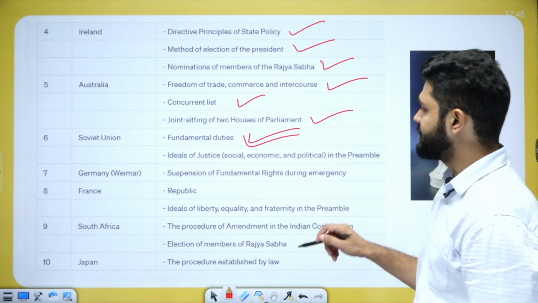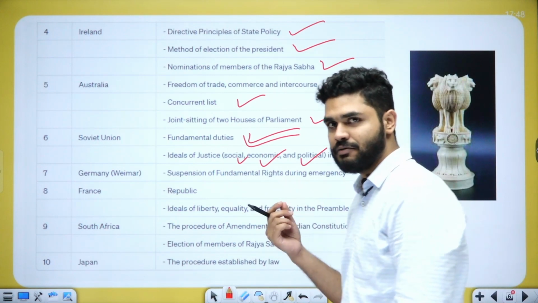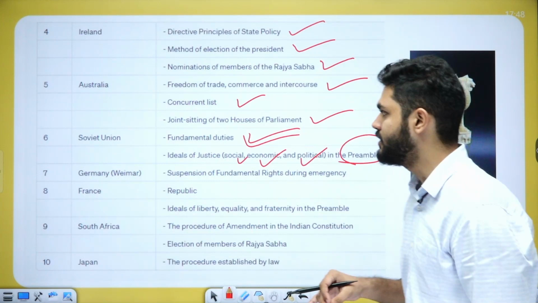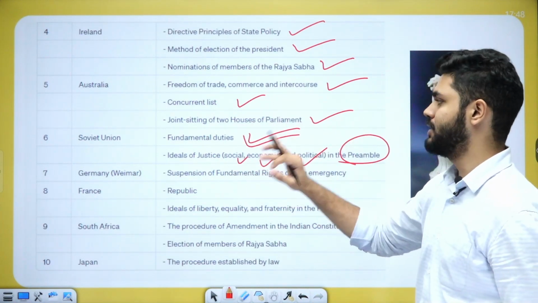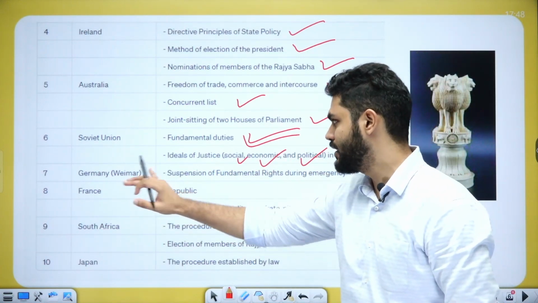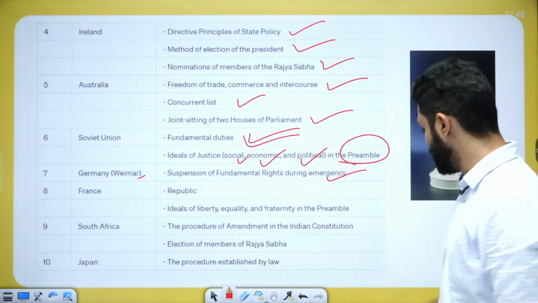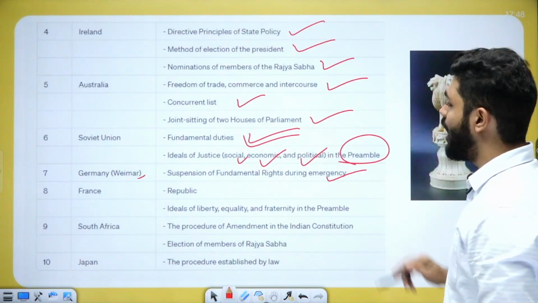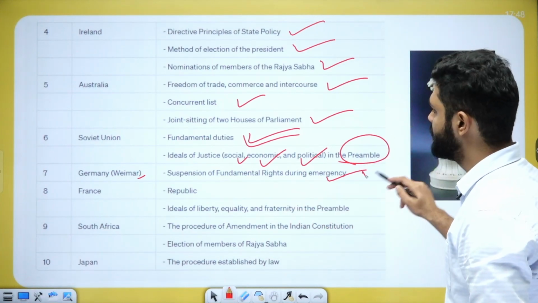Then the ideals of justice, social, economic, political in the preamble. So we have this, we the people of India having solemnly resolved. After that, below, justice, liberty, equality, fraternity, and justice about everything, social, economic, political. Okay. From Germany, which was the erstwhile Weimar, we have taken the suspension of fundamental rights during the emergency. So the idea of fundamental right has been taken from United States of America, and how to suspend that fundamental right during the time of emergency has been taken from Germany.